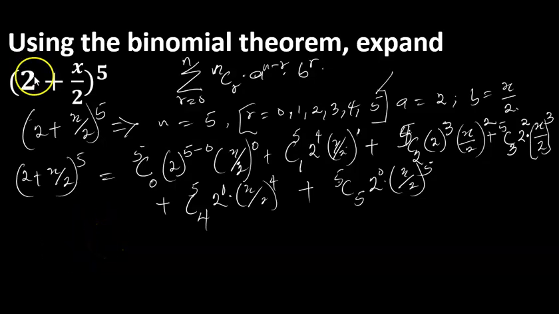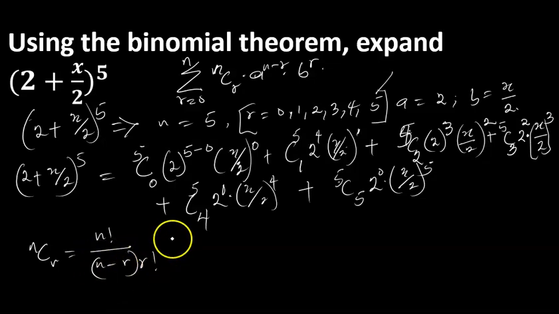Now we can expand this, but let me rewrite the combination. If I have n combination r, remember it's the same thing as n factorial over n minus r factorial into r factorial. So my expression above, let's rewrite it here.